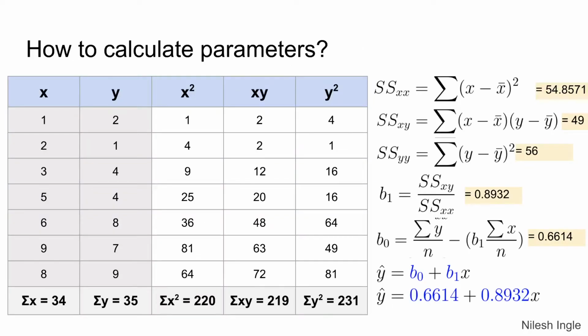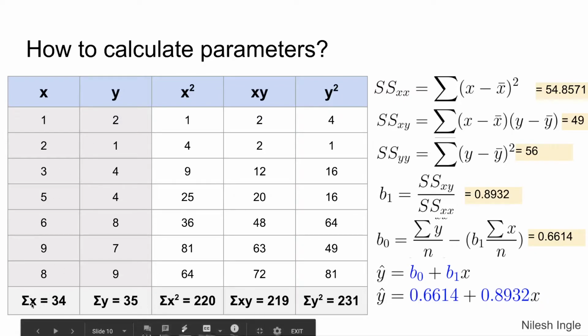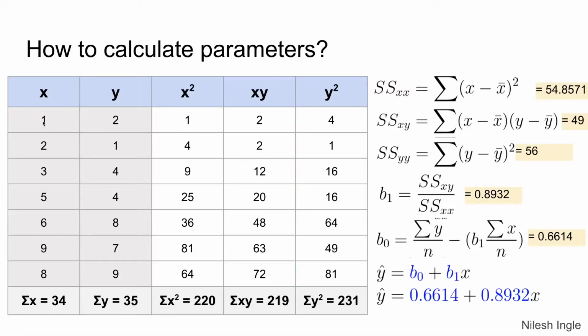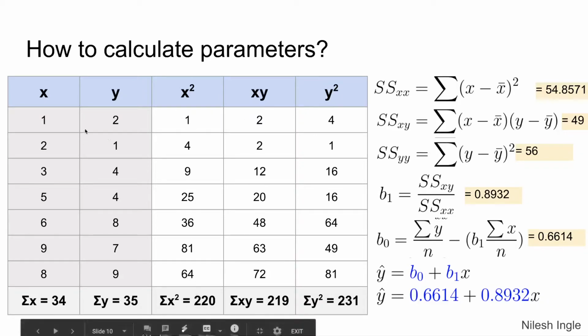Now, here's another concrete example that we can look at. We have the values x and y, so we are considering only one feature, which is x. y is the target that we have, and what we are doing is calculating the sums. So the sum of x, the sum of y, and then these three columns are x square, xy, and y square. So 1 square is 1, 2 square is 4, and then we add them all up, we have 220. Similarly, 1 into 2 is 2, 2 into 1 is 2, and then we add them all up, it is 219.